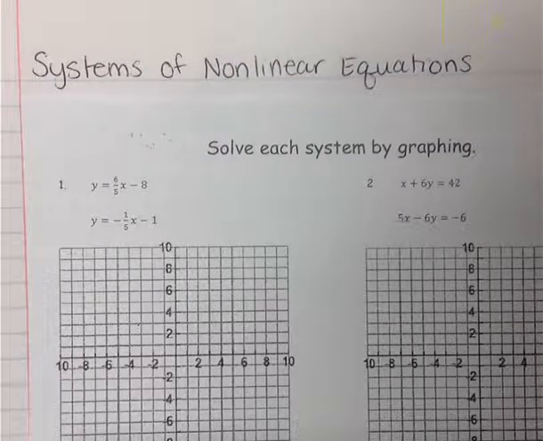This video is on systems of nonlinear equations. We are going to solve each of these systems by graphing them. So in order to graph them, we need to have them in slope-intercept form or y equals format so that we can graph them.